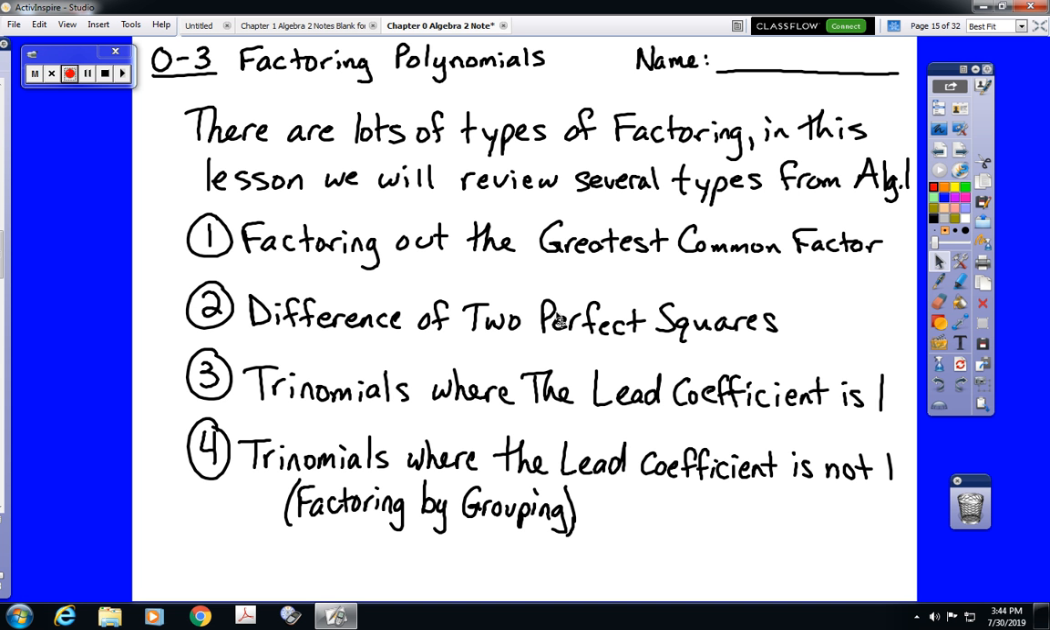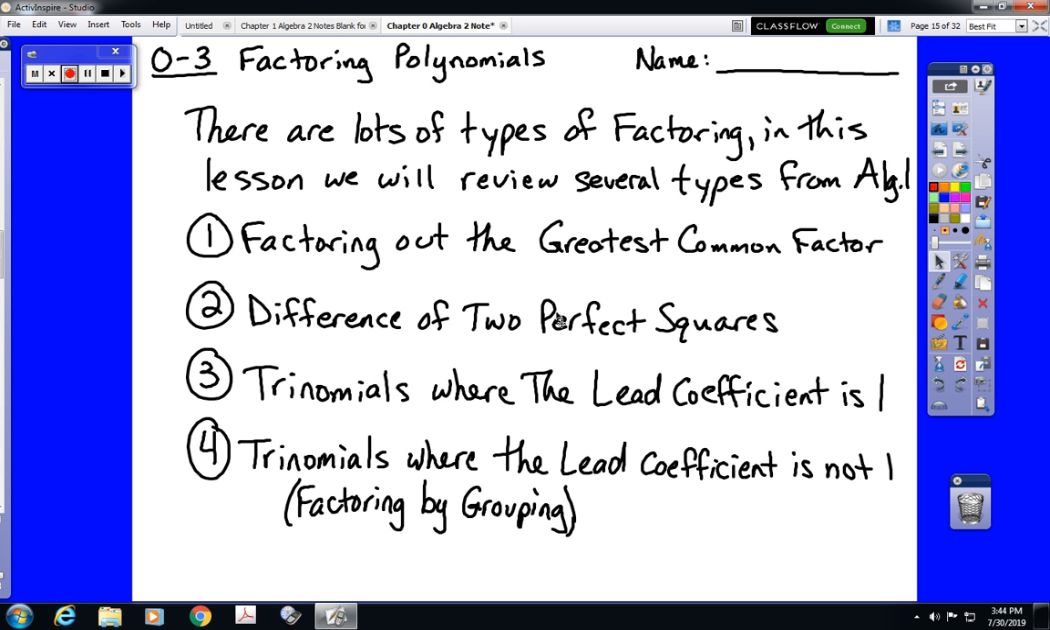Chapter 0, Section 3 in your McGraw-Hill Algebra 2 textbook. This section is covering a review of how to factor a polynomial. This lesson's videos will consist of 4 videos covering our 4 different types of factoring.